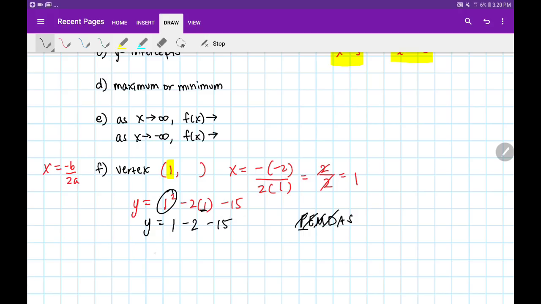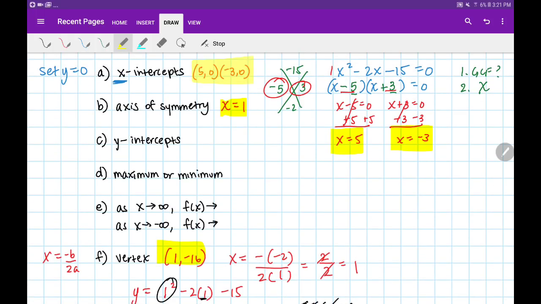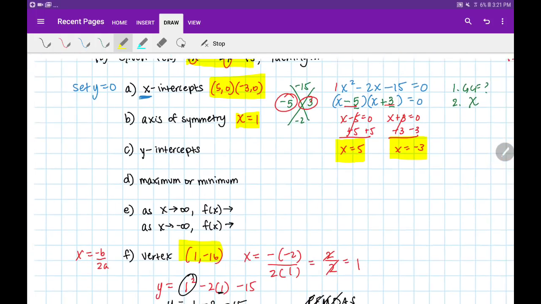Now we just add and subtract. So 1 minus 2 is negative 1. Minus 15 is negative 16. That would be our missing y value for our vertex. So we got 1 comma negative 16. There we go. We are making great progress so far.